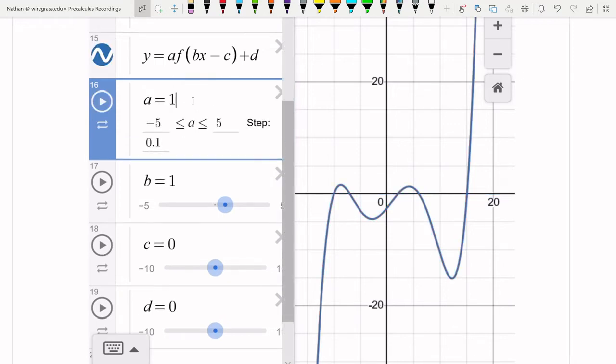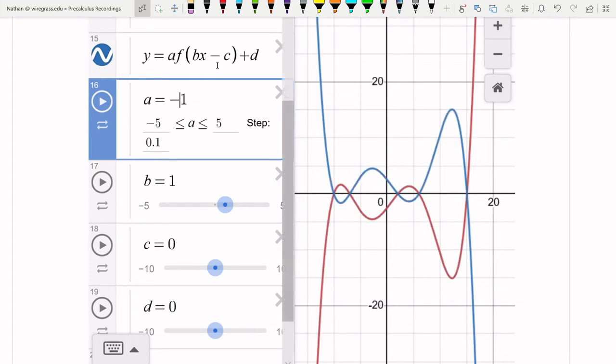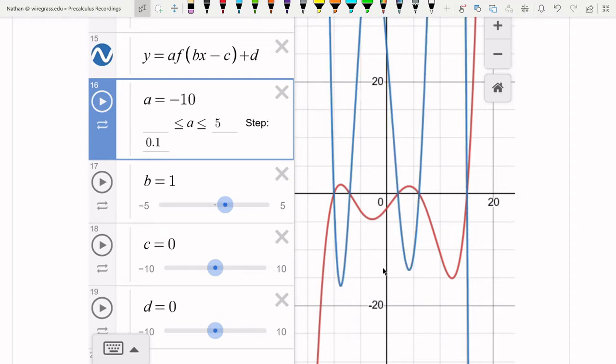So back from 1, if I instead plug in -1, well, here we have a vertical flip. This point here from the original red function got flipped across the x-axis to this point. This valley got flipped to be a peak. The peak got flipped to a valley, valley to a peak, and so on. They just get flipped across the x-axis there. And then if I go large a, for instance, a to -10, you can see it's been stretched. So it's been flipped and then stretched.